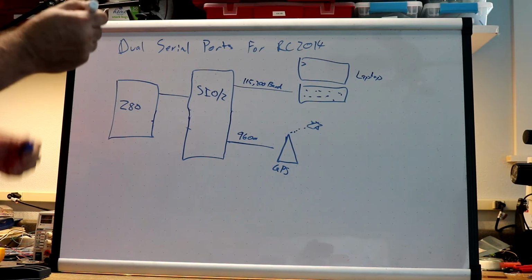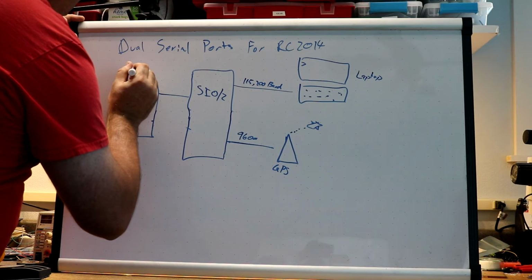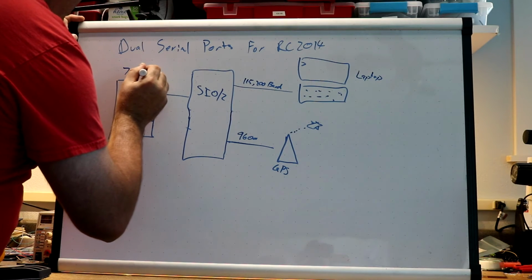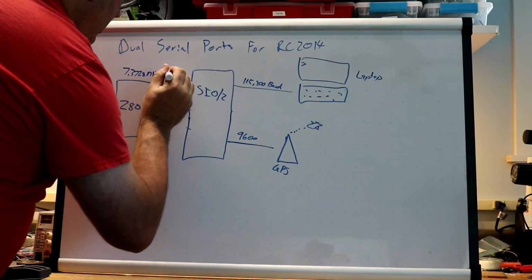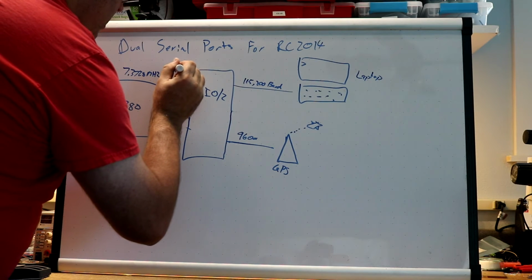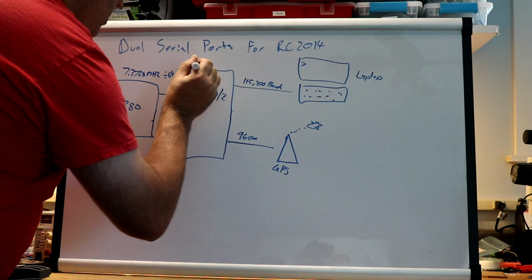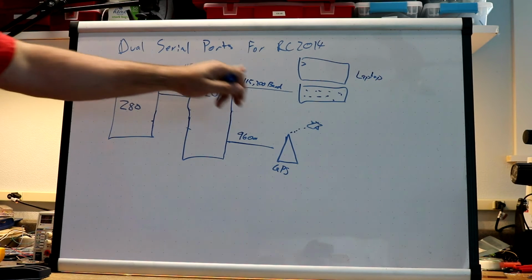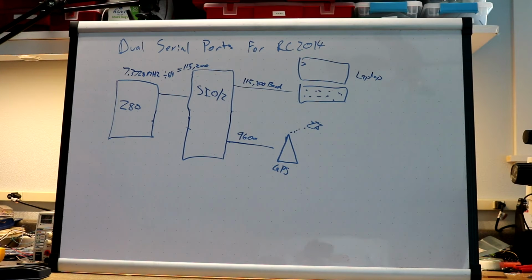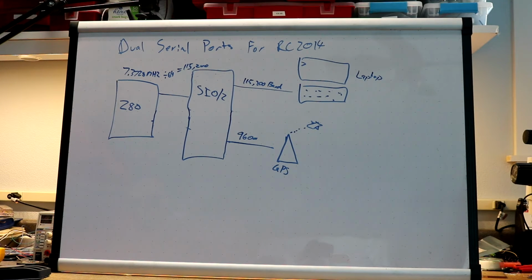So it turns out that on the RC2014, this here was 7.3728 megahertz divided by 64, 115200. So it was very easy to get the 115200 clock for the serial port, but there is no easy place to get a 9600 baud clock.